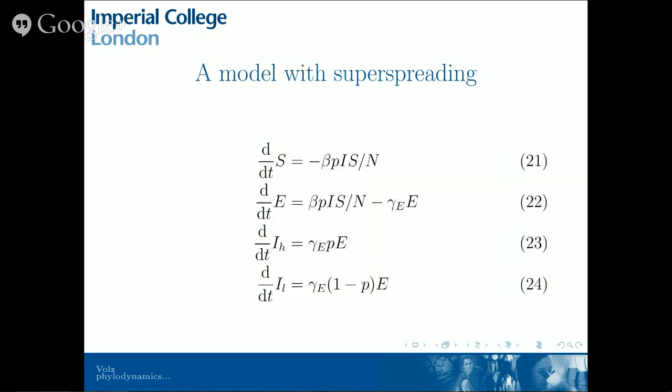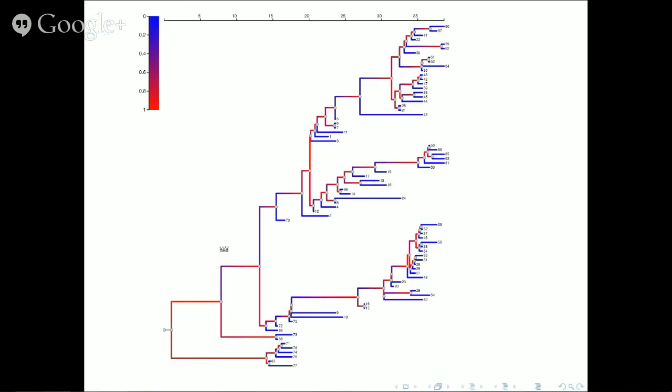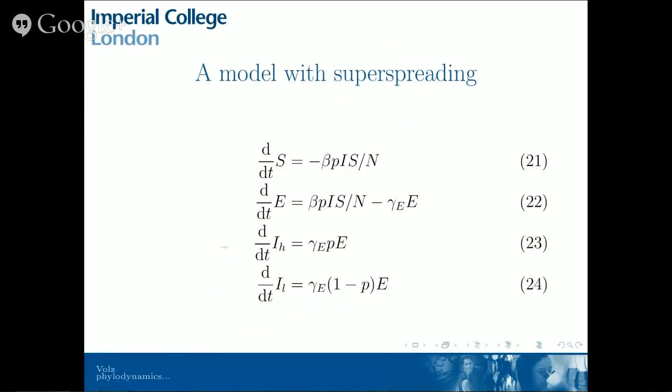Okay, so here's a very simple variation of the SEIR model that has superspreading. Now, once people progress from exposed to infectious, they can either go to an IH state, where they transmit, or to an IL state, where they don't transmit. So with probability P, they progress to the IH state, and with probability 1 minus P, they progress to the IL state, followed by death.